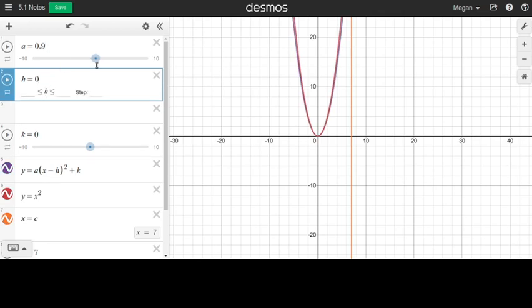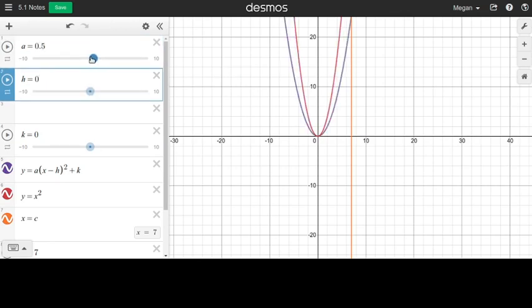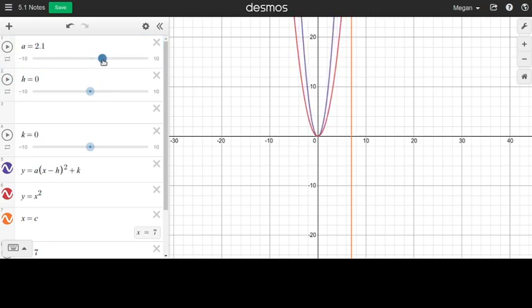So we're back onto 0, 0. When my a value is 1, again I have my perfectly normal parabola, and when my a value gets bigger than 1, what ends up happening is my parabola gets narrower. So anything bigger than 1, I end up with a really skinny parabola.